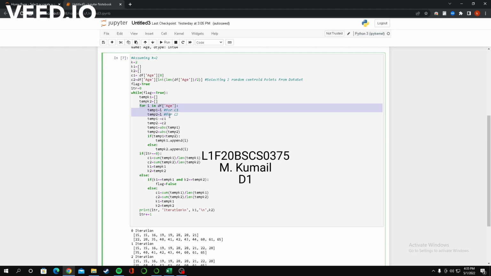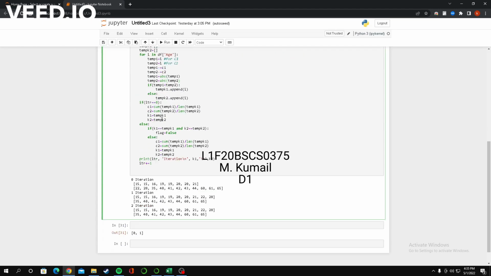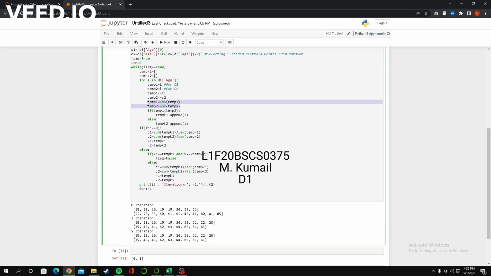This loop will iterate through each element of the dataset and calculate its distance from the centered points. Since it is a requirement of the distance formula that we have no negative signs in the distance, I am using the absolute function of Python to eliminate any negative sign. The distance of each element in the dataset from the centered points will determine its cluster.